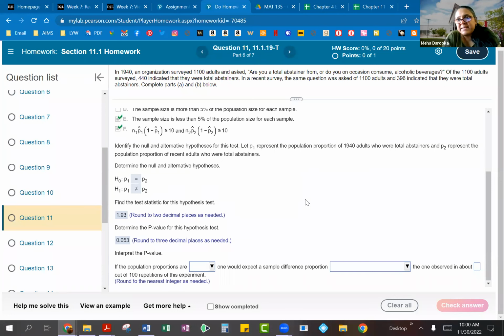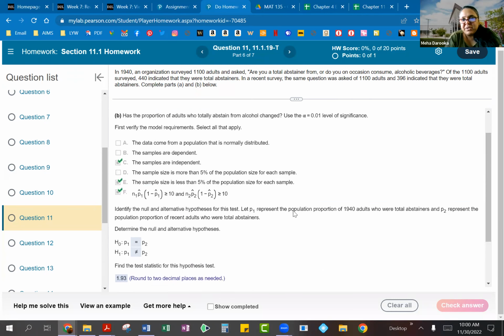Now they just want to make sense of, okay, so what is that p-value really telling us? What can we say about the data over here? Has our number of people from 1940 to the recent survey, has that number changed? Are more or less people abstaining from drinking alcohol?